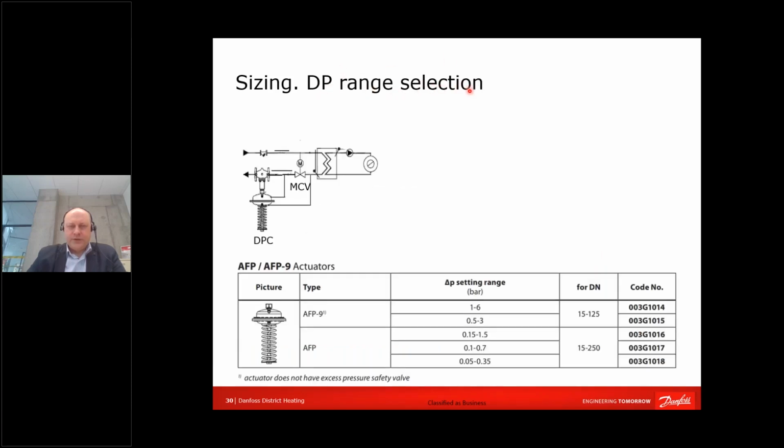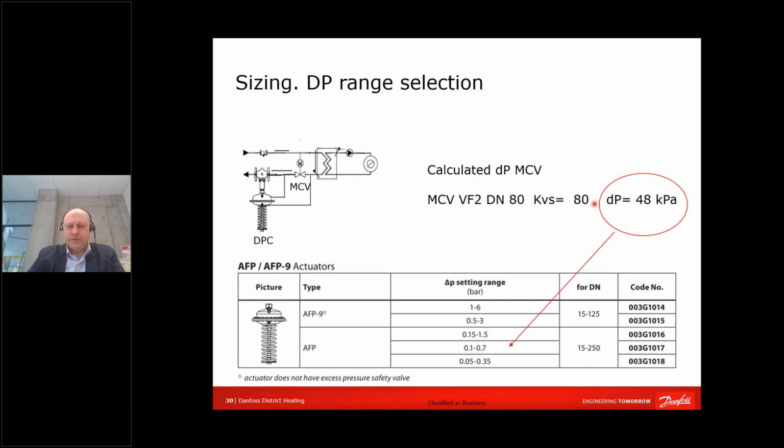Range selection: what should be included in the design. There are different ranges for differential pressure controllers, and manufacturers are using them with the purpose of having precise control. Let's presume that your control valve has a pressure drop of 50 kilopascals or something, then you are choosing a differential pressure controller with this very range. Don't make a mistake. Don't include a pressure control valve with a very large range, because it will have an error.